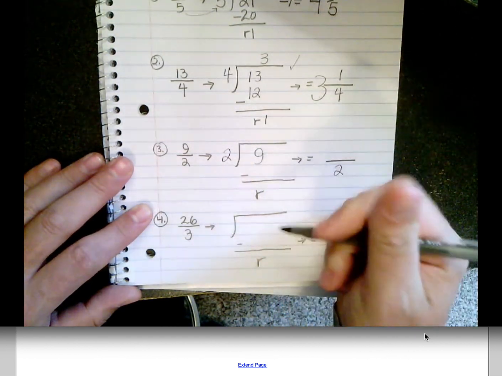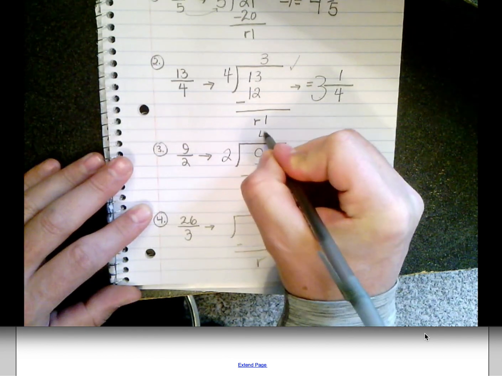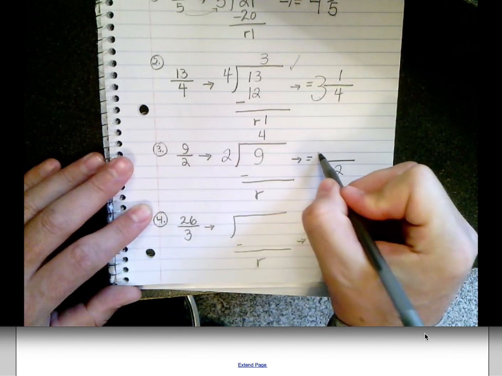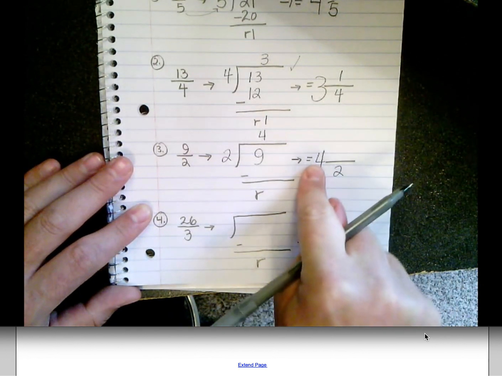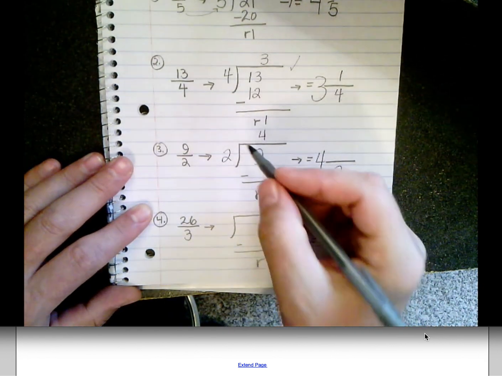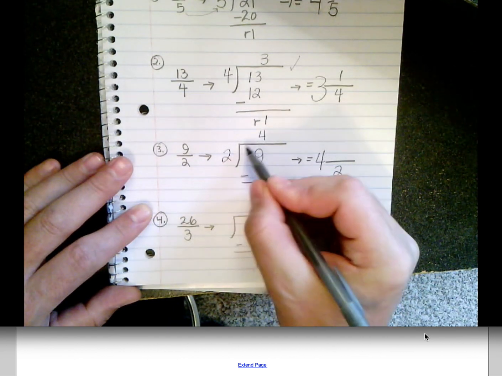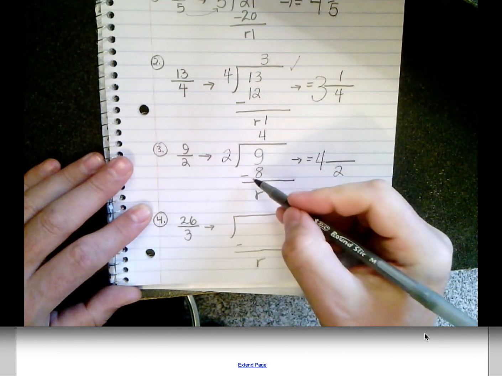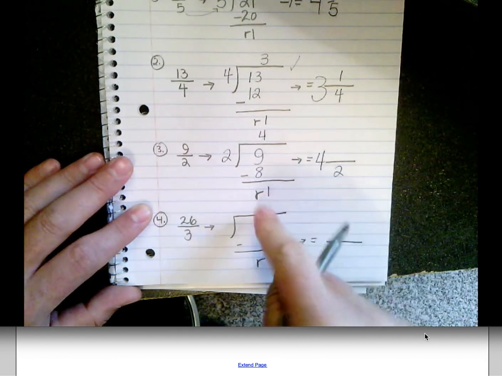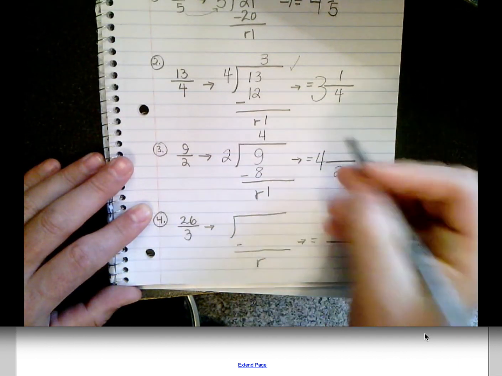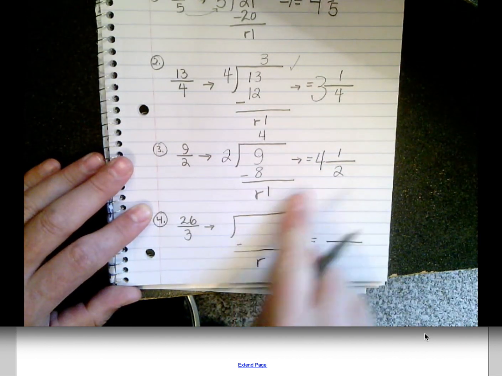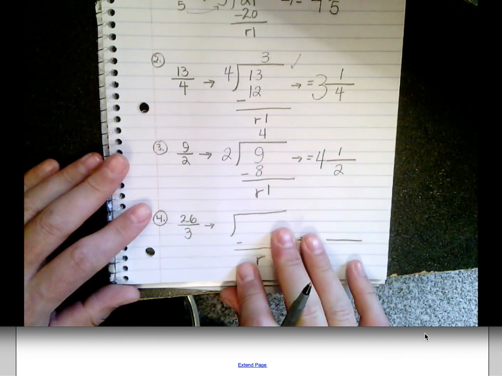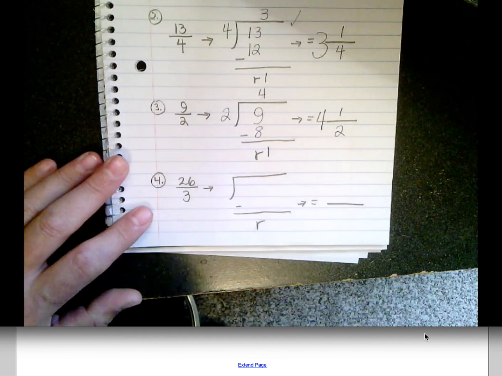2 can multiply into 9 4 times without going over. Now, if you remember that quotient there is going to be my whole number, we know there's going to be 4 wholes and something left over. But back to our division, 2 times 4 is 8. And we can subtract that, and our remainder, again, is 1. There's 1 leftover piece. 1 leftover half piece. 4 1/2.